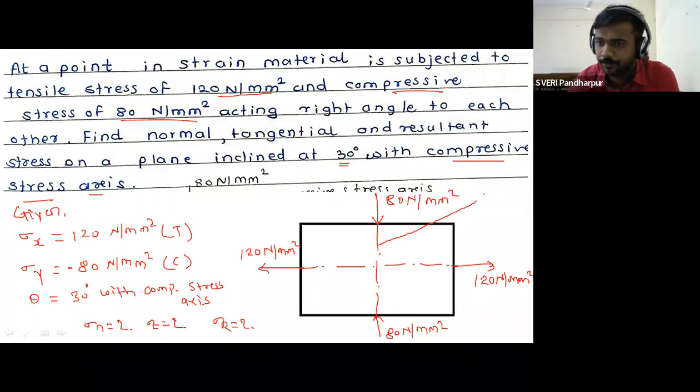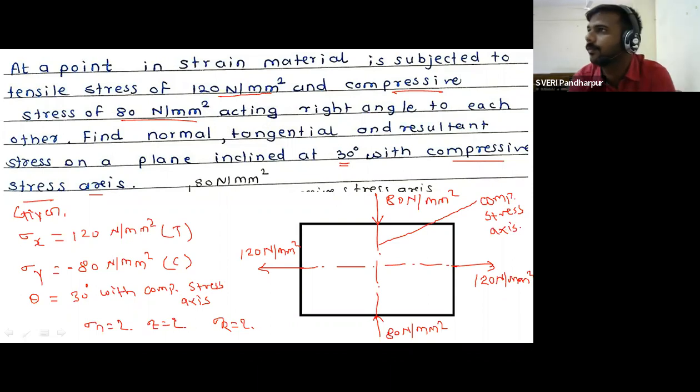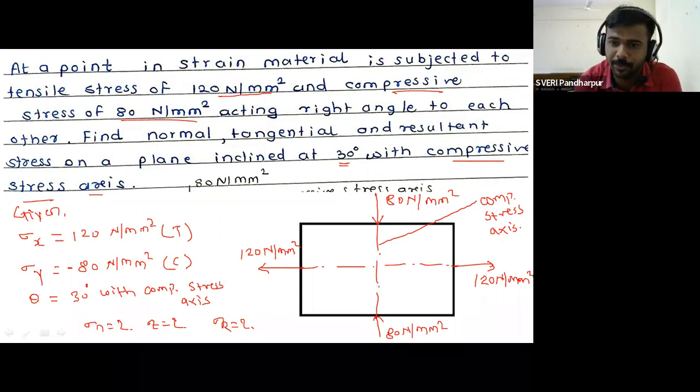See, compressive stress axis. Why is it the compressive stress axis? Because 80 Newton per mm square is the compressive stress and it is applied on the vertical axis.